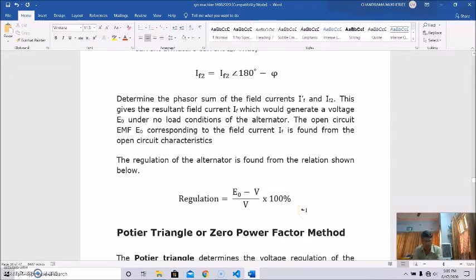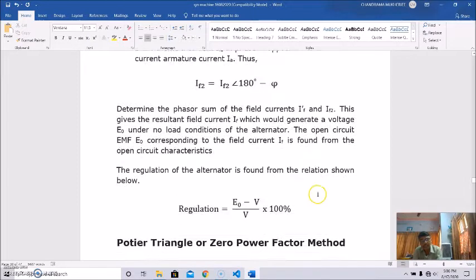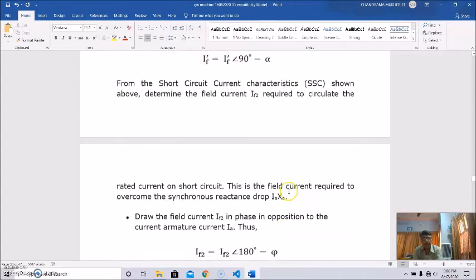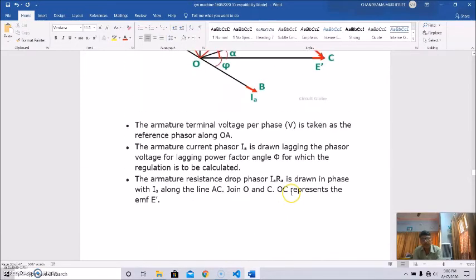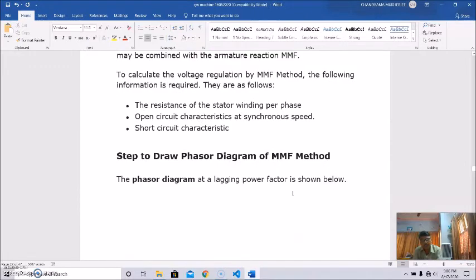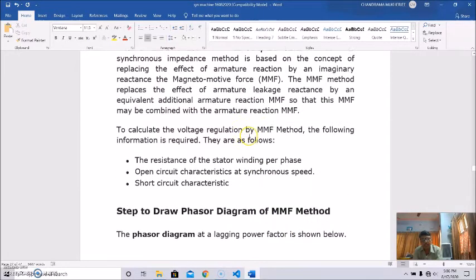In this method, we have learned in which way the EMFs are converted into ampere turns or MMF, giving us a better result for voltage regulation. That is the ampere turn or MMF method. Once again, these methods also require three tests: the DC resistance test, the open circuit test, and the short circuit characteristics test.